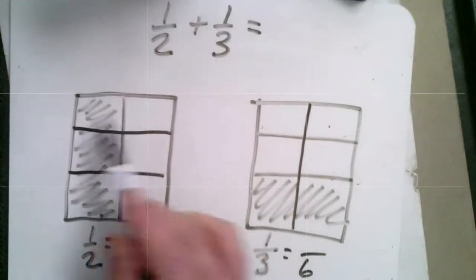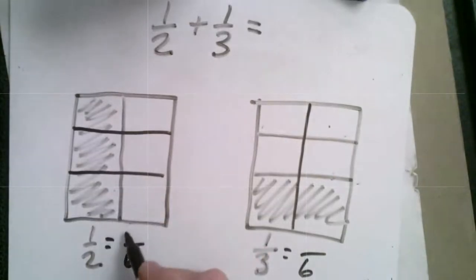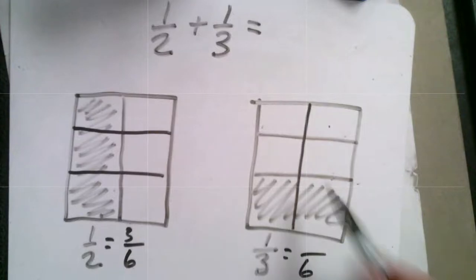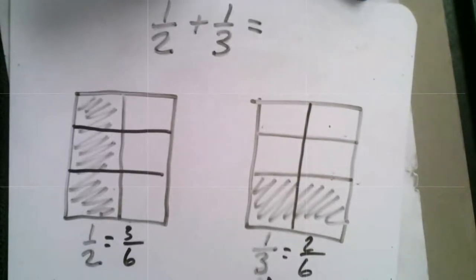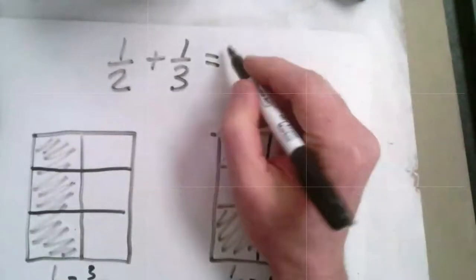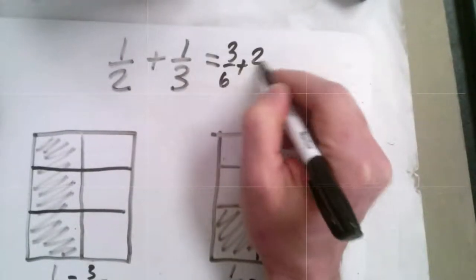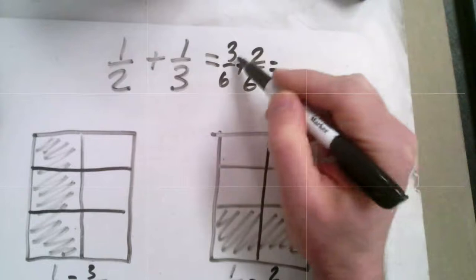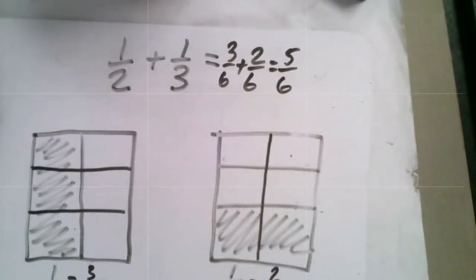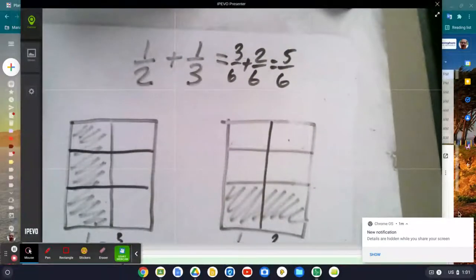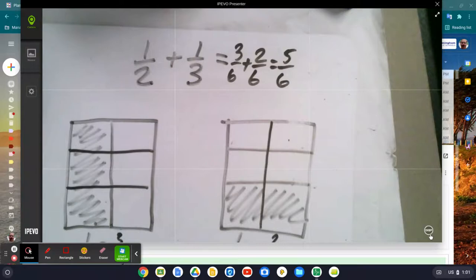So how many sixths are shaded here? 3/6. How many sixths are shaded here? 1, 2/6. So instead of adding 1/2 plus 1/3, I'm going to add 3/6 plus 2/6. 3/6 plus 2/6, and that is equal to 5/6. Okay, let's do another one so you can understand how to do the problem set.